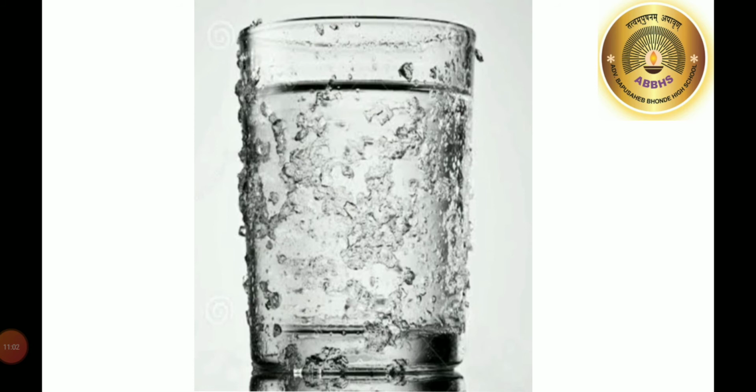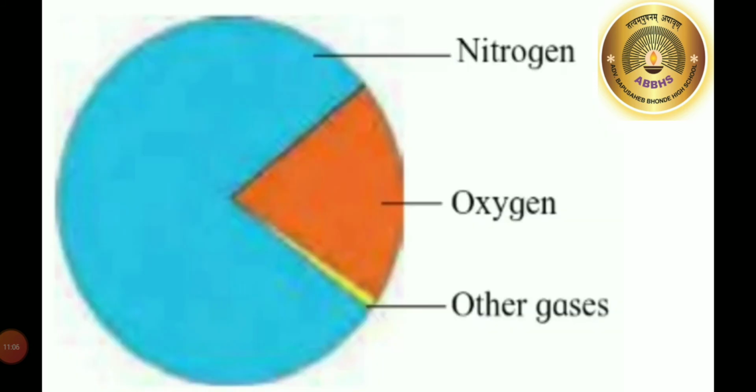However, the largest part of air is made of still another kind of gas. This gas is called nitrogen. Look at this picture. Thus, there are several gases present in air. In other words, air is a mixture of several gases.